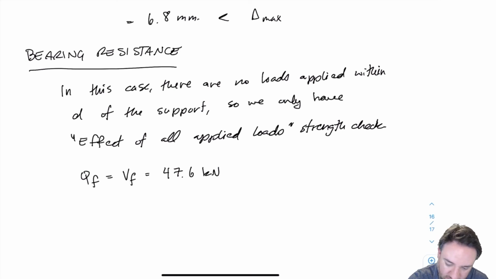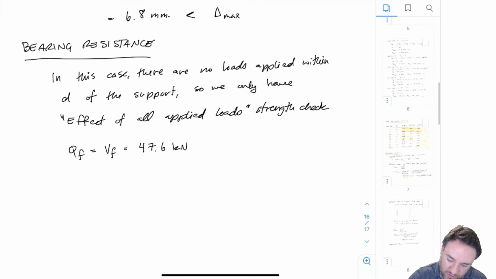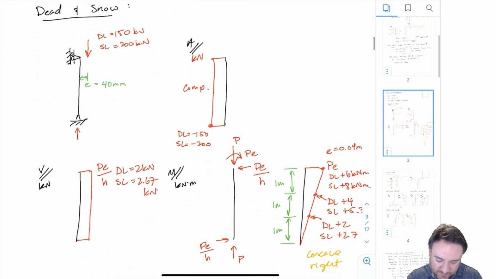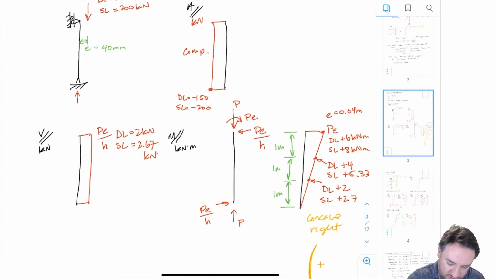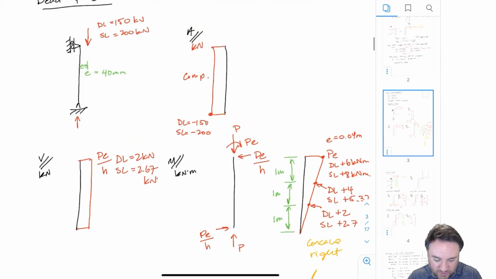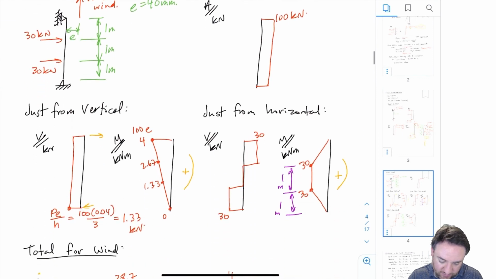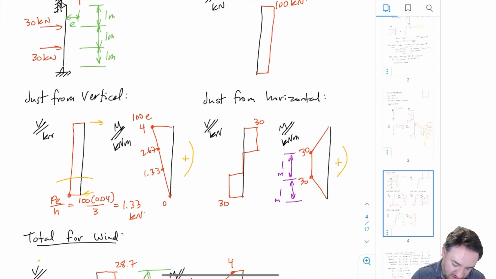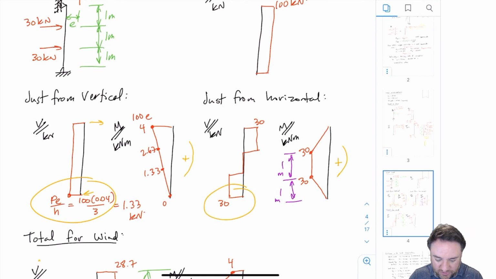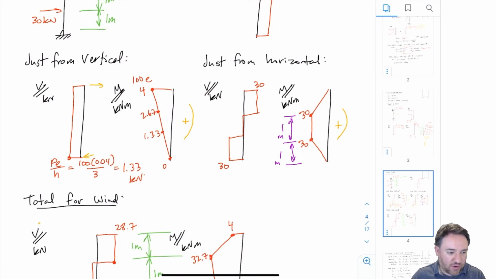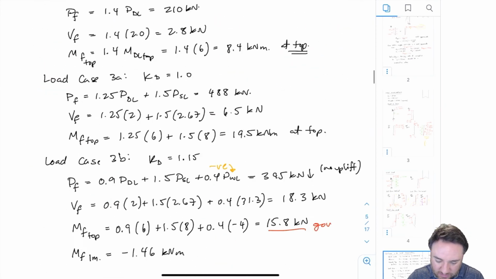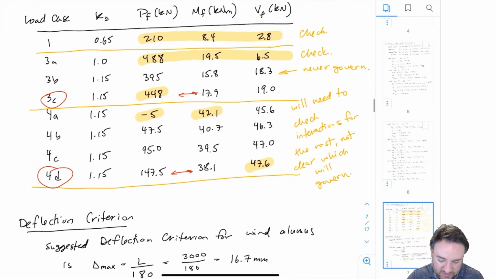So if we go back to our loads like this, you'll see that our horizontal reactions are these loads here, the PE over H. So those are the ones that exist for the dead plus snow. And then for the wind load, we have the same thing. We have this PE over H, and we also have this reaction from the horizontal load, which is 30. So when we add all those up together and we do our load combinations, we are going to get this value of 47.6, which is the maximum value. And that applies to a KD of 1.15.